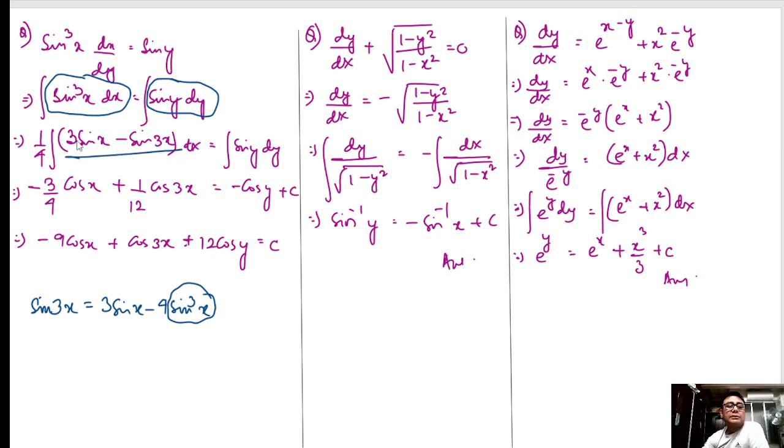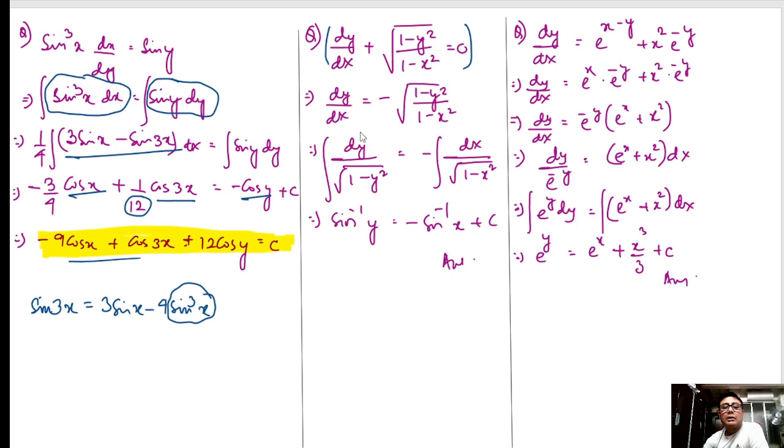Now this is 3 by 4. Sine x is minus cos x minus sine 3x. So it will be minus cos 3x by 3, and 1 by 4 and by 3 becomes 12. Sine y is minus cos y. So writing all the terms together, this is our solution. Clear?